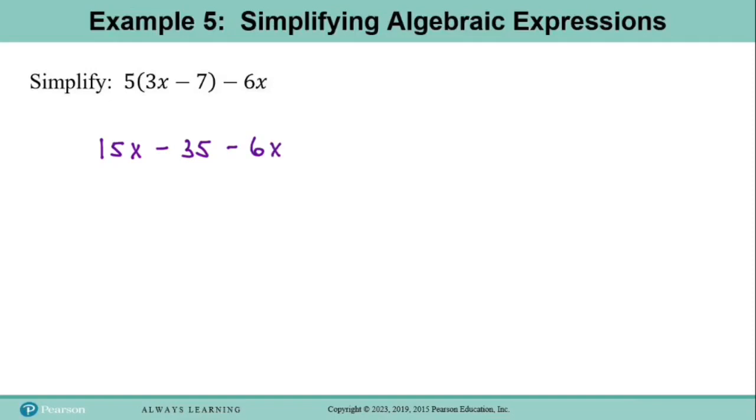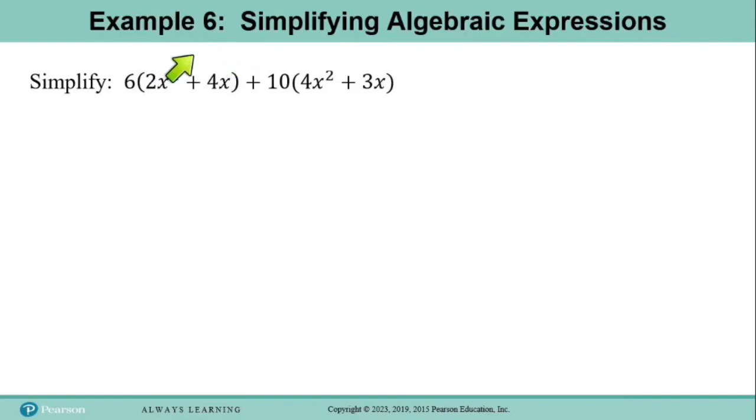Now we can see that we have two x terms, so we want to combine those, and we do that by adding or subtracting the coefficients. So we have 15x minus 6x. We know that 15 minus 6 is 9, so if we combine the x terms, that's going to leave us with 9x, and then we've still got this constant term, which is a minus 35. And now notice that we have removed the parentheses and we have combined the like terms. The terms that are left are not like terms, so they can't be combined, and that means that there is nothing further we can do to make this any simpler than it is right now.